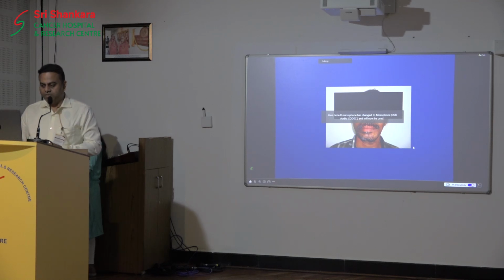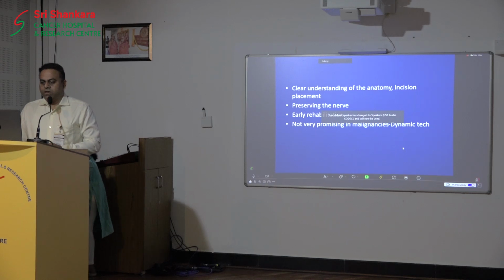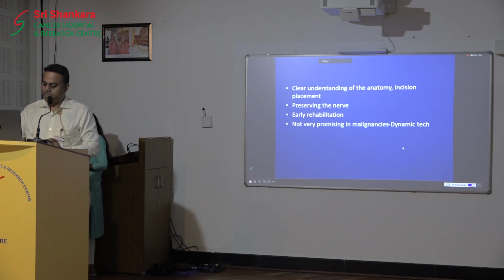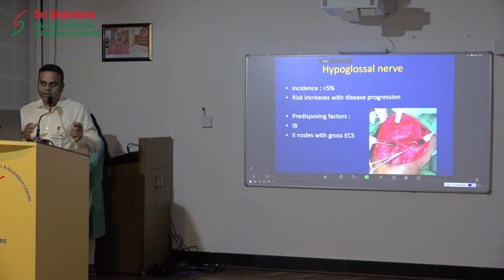This is a case we did in the lip, avoiding a lip split, but it was a centrally placed incision. So at the end, we would like to clearly understand the anatomy, place the incisions properly, preserve the nerve, and rehabilitate early.